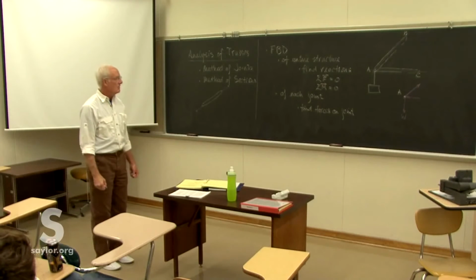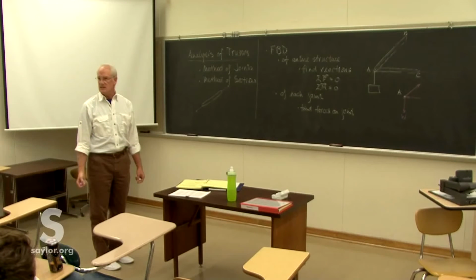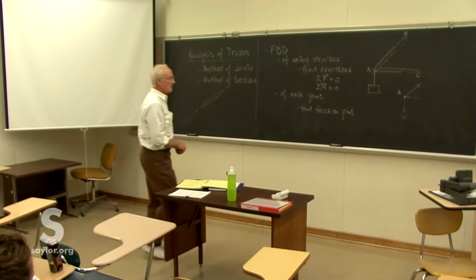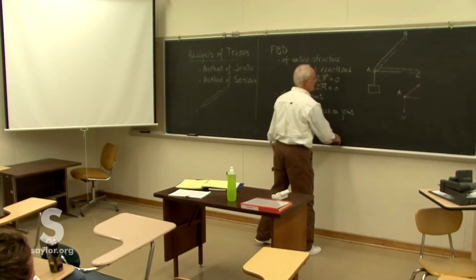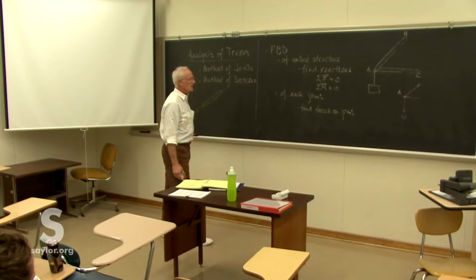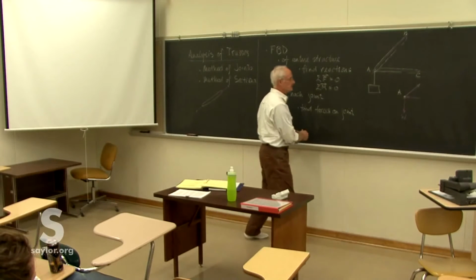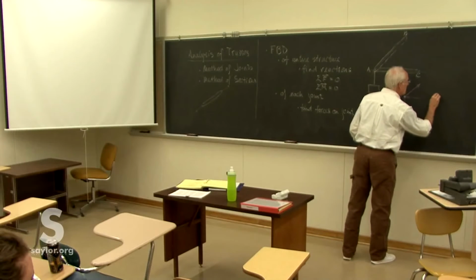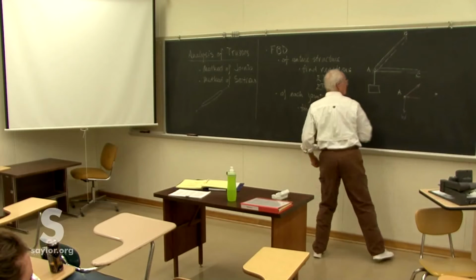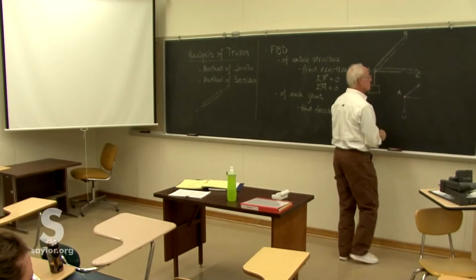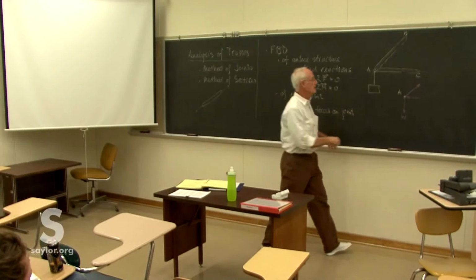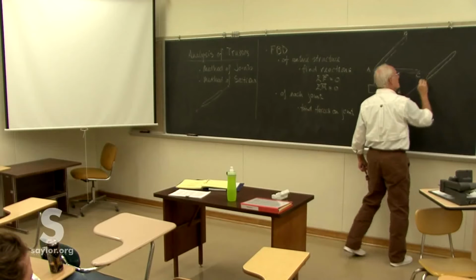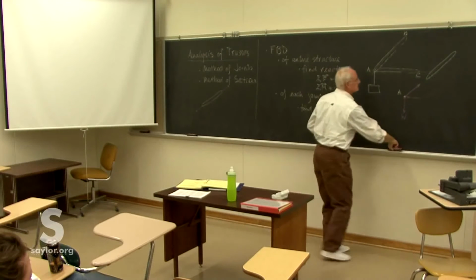If I don't know what the sense is, then you take a guess, and if you guessed wrong, you get a minus sign in your answer. But doing it this way, I can actually eliminate any minus signs from anything I'm trying to do here. The other thing that's important for us to realize is, once we know what the forces are on a joint, we know what the forces are on the member that connects to that joint.